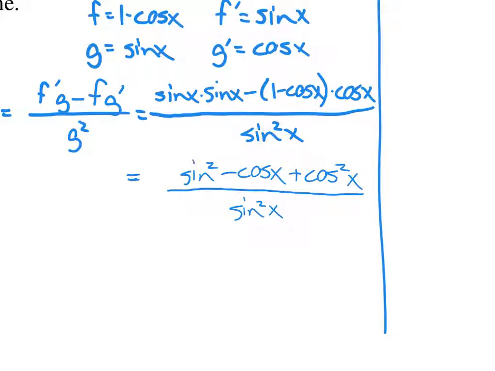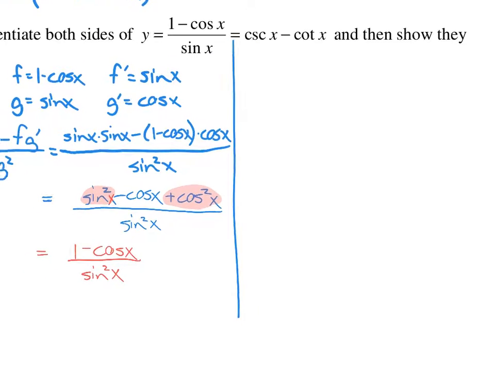Do you mean sine squared x? Yes, sine squared x, thank you. So the top, and guys, this is where these identities come in handy: sine squared plus cosine squared equals 1. So we have 1 minus cosine x over sine squared x. All right, so let's do the right-hand side.